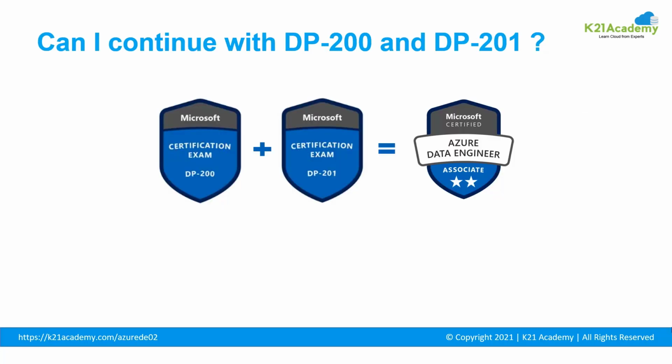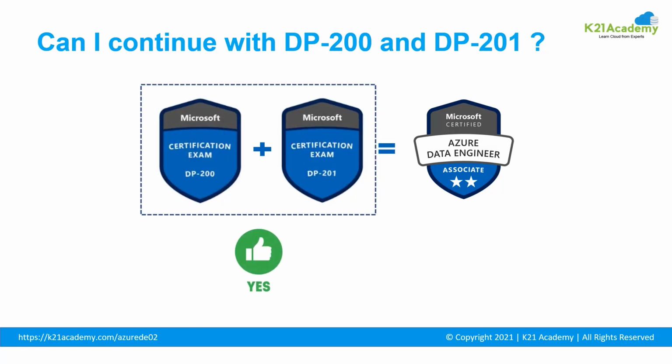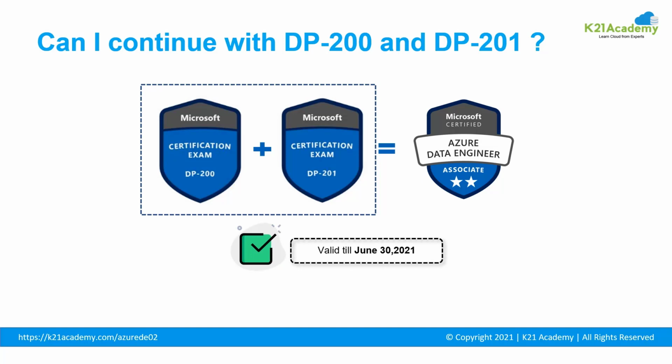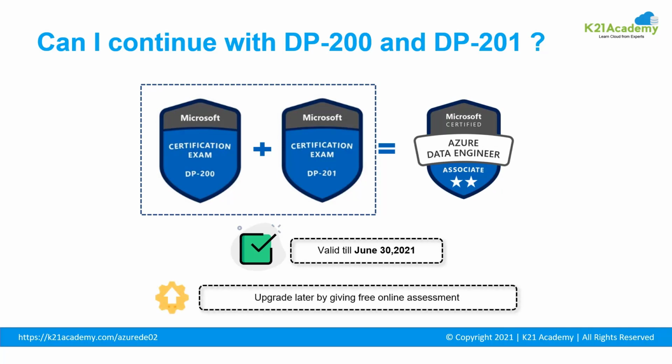You might have a question in your mind: can I continue with DP-200 and DP-201? Yes, you can still consider taking the DP-200 and DP-201 exams. First of all, these exams are still valid and available to give until June 30th, 2021. So if you are already preparing for this exam, or if you have already given one of these exams, there is no point in stopping here. I would suggest you continue and finish DP-200 and DP-201 and then take your Azure Data Engineer certificate. And later, you can upgrade your exam to DP-203 by giving a free online assessment.